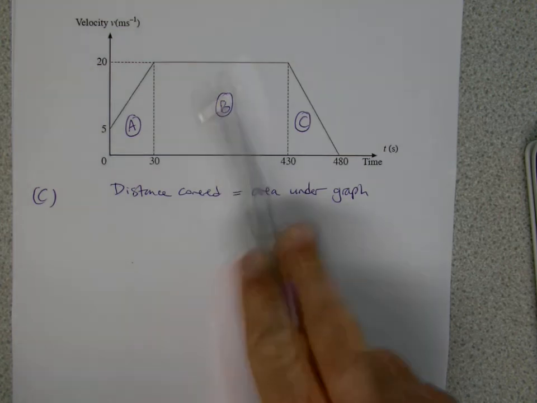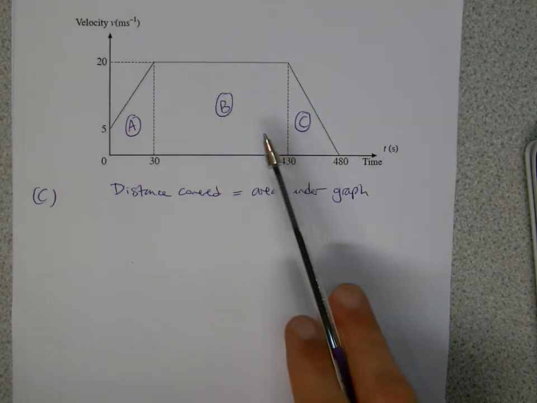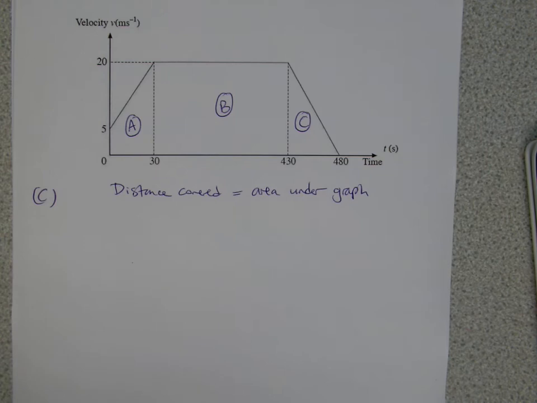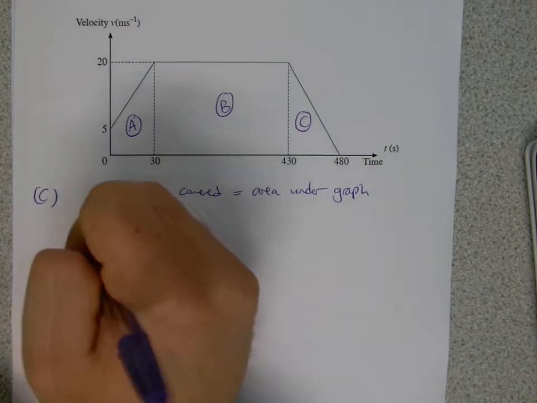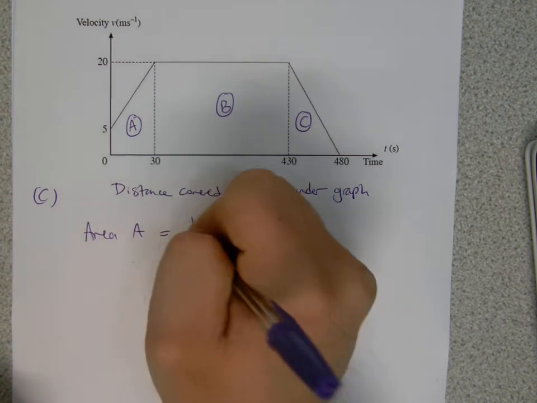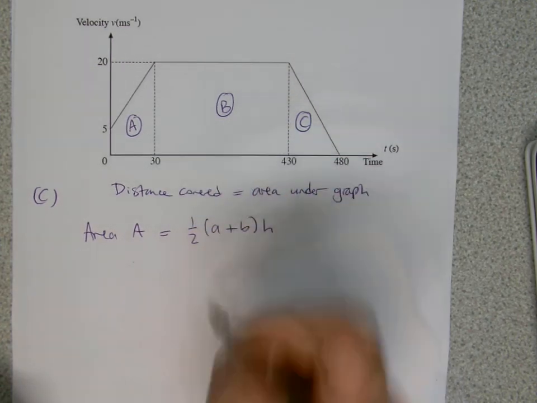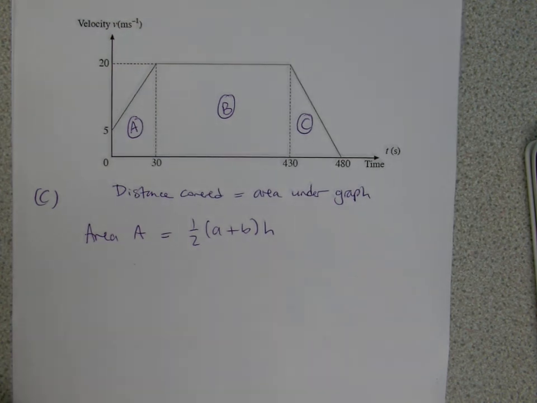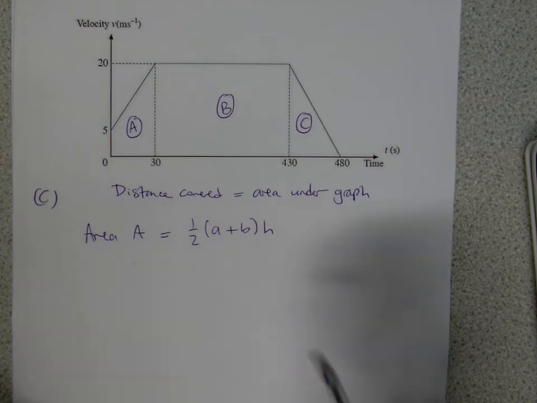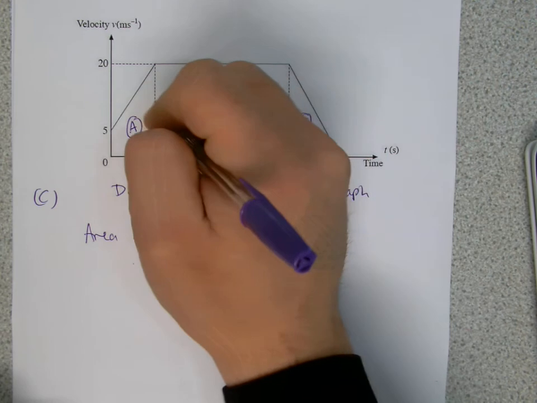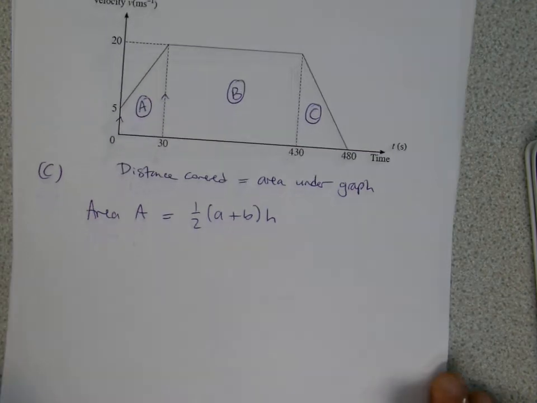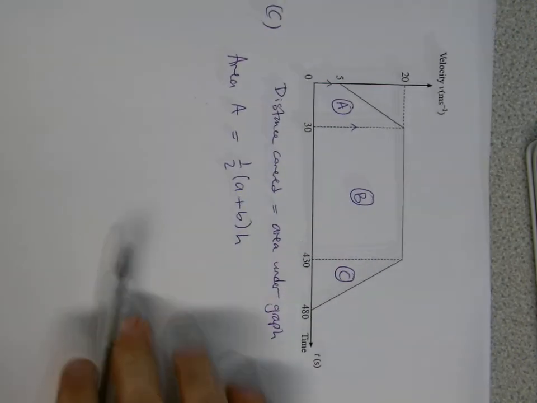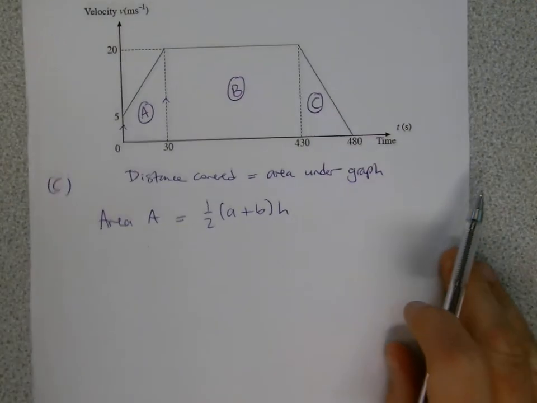Now, section B is really easy to work out, isn't it? It's just a rectangle, and section C as well is a triangle. Section A is actually the most challenging, but it's a trapezium, and look out for them, you're going to see trapeziums appear. The formula for a trapezium is half times (a plus b) times h, you need to remember that. The a and b are the two sides that are parallel. You can see that these vertical sides here are the ones that are parallel. Perhaps if I turned it round, you'd see the trapezium better that way, with these two sides here parallel.